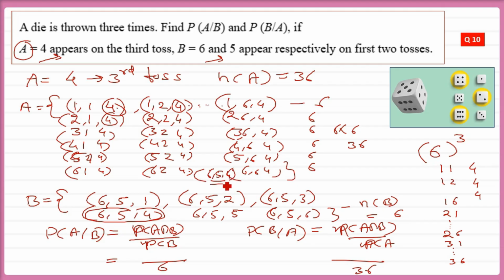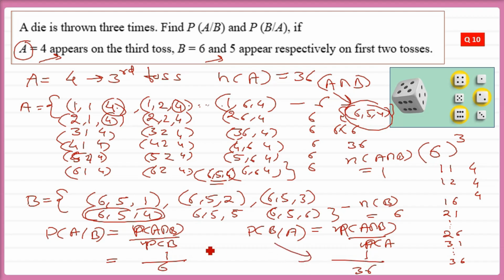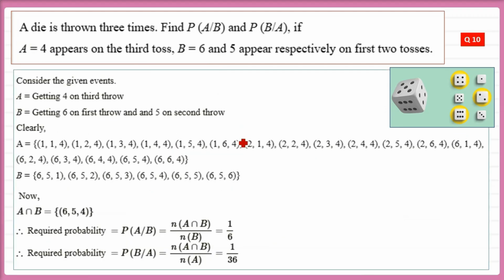So the last but one, 6 5 4, will only match with the fourth element of B, which is 6 5 4. That is, A intersection B will give you 6 5 4, which is the only common element between set A and set B. So n(A intersection B) has come as 1. Just write 1 here. 1 by 6 is the probability of the first one, and the second one is 1 by 36.